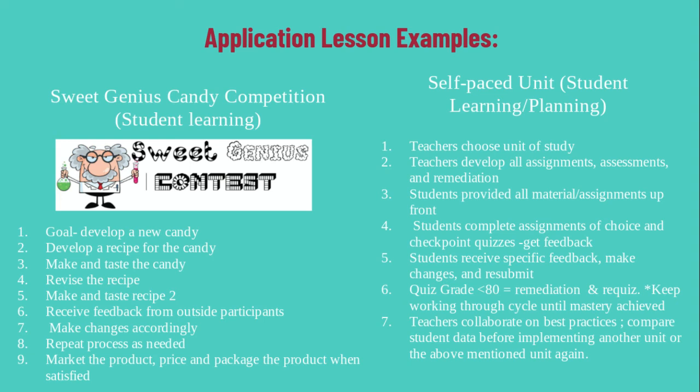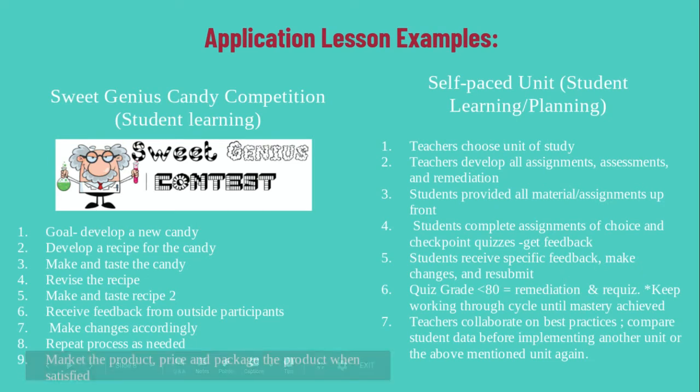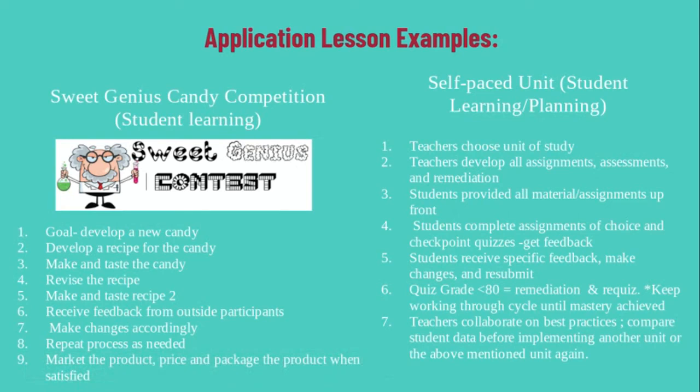Students are able to complete the assignments of their choice, and then they get feedback on those assignments as well as checkpoint quizzes. Students then get specific feedback and make changes to whatever the assignment is and resubmit it for a higher grade. If their quiz grades are less than 80, they have to remediate and requiz and keep working through that cycle until mastery is achieved. Then, as teachers, we collaborate on the back end to ensure best practices, compare student data before implementing another unit or moving on with the next unit.